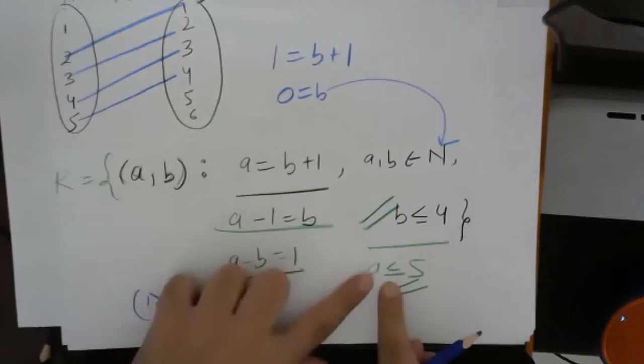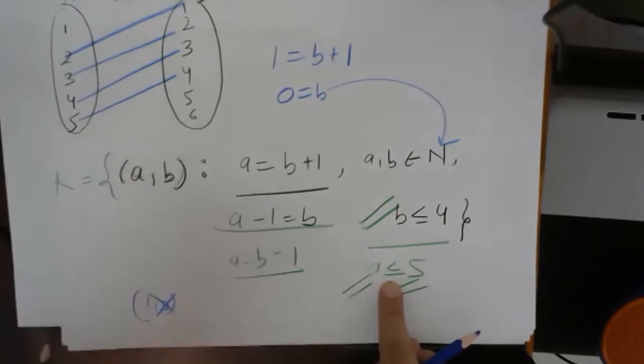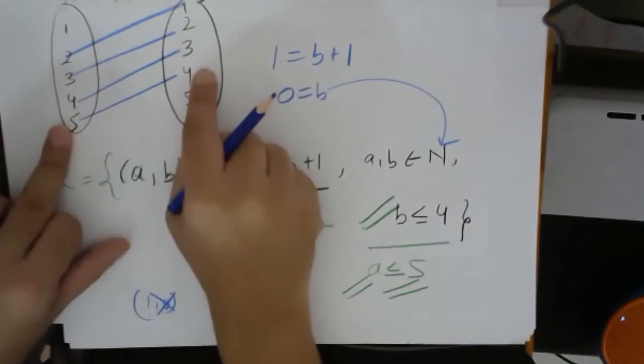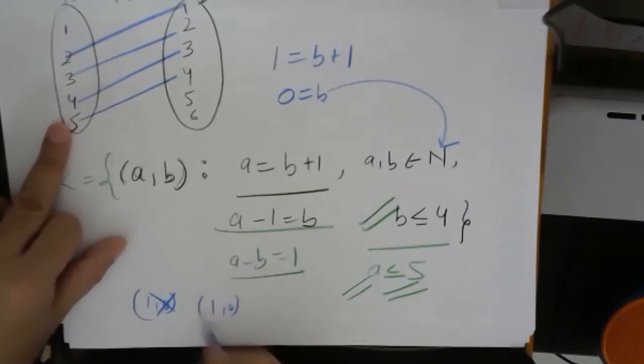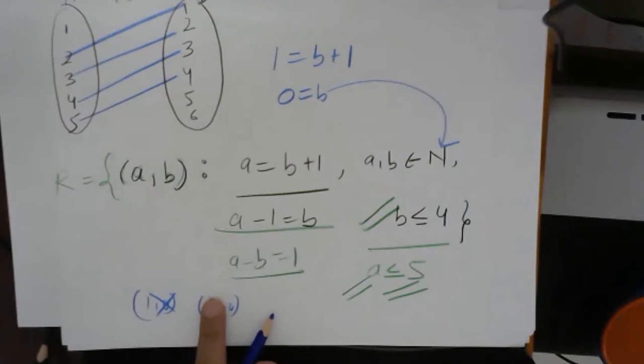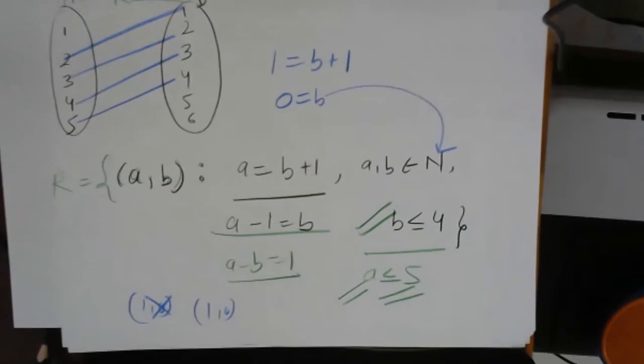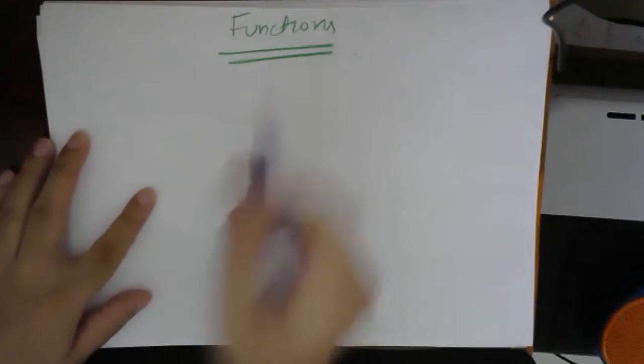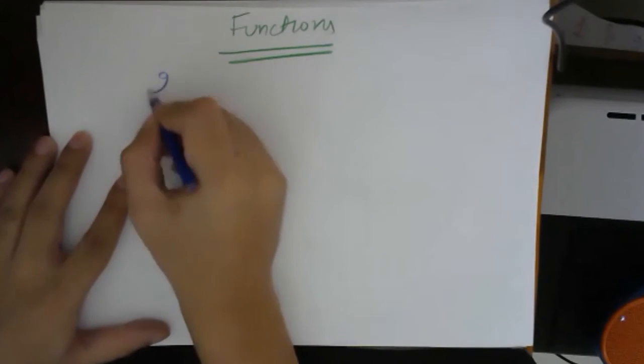So even if A is taking 1, the output we will get is (2,1), (3,2), (4,3) and (5,4). We will not get (1,0) as output. Understood now? Very good. So there will be only two conditions for a relation to become a function.